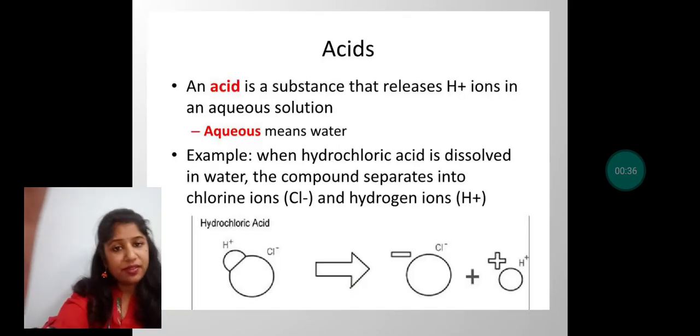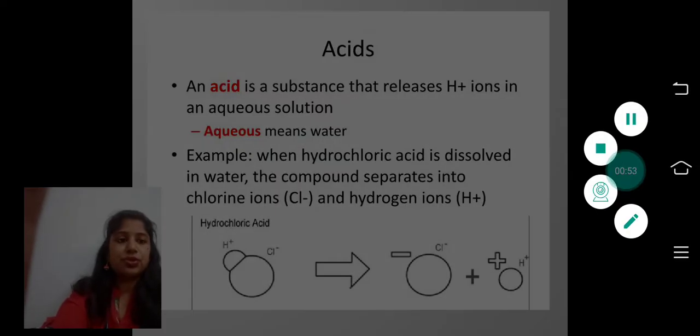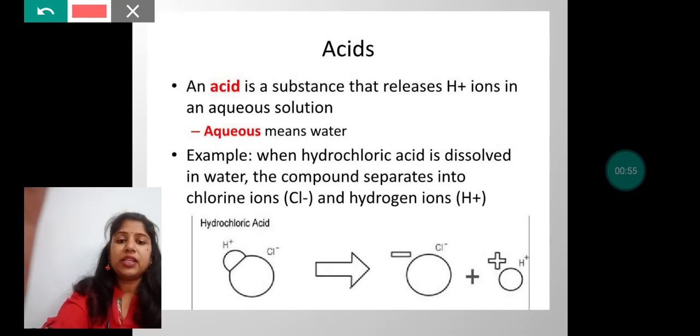Now, we have studied acids and bases since 7th standard, but in 10th standard we have to study in detail. So let's start with what an acid actually is. An acid is a substance that releases H plus ion in an aqueous medium. What do you mean by aqueous solutions? When any compound is dissolved in water and it releases H plus ion, that solution is called aqueous.